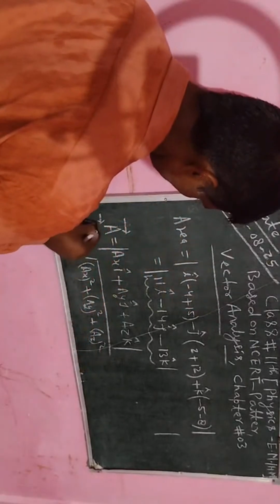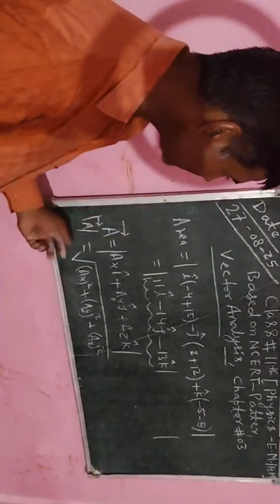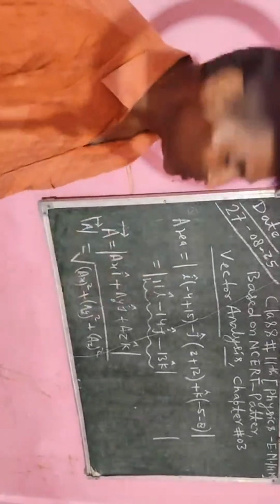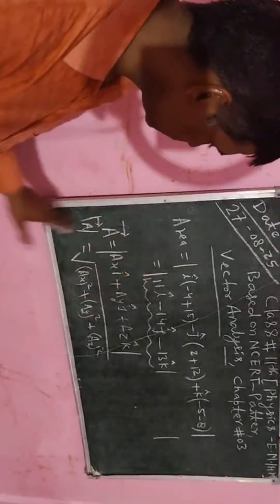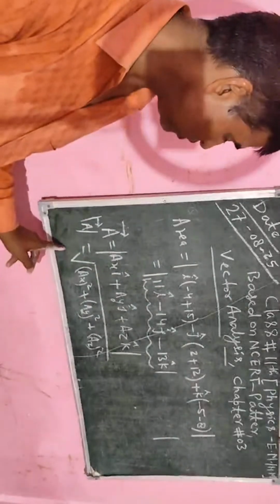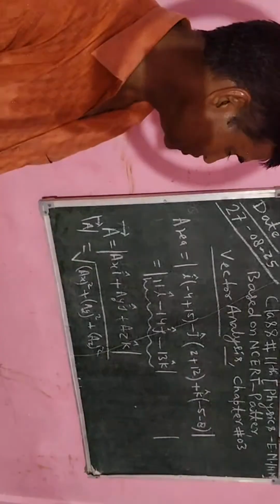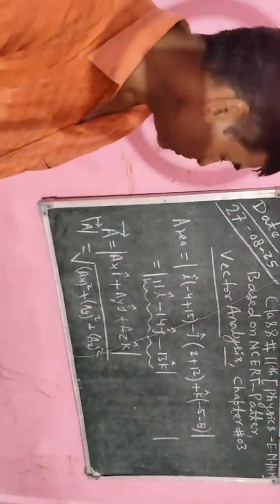Here I will write mod of vector a. Okay, because area is the mod. I have already given the modulus here, so I will put it in the modulus. So this formula I have to use. You should remember it positively, because this concept will help you in your future. Okay, so you have to follow it positively.